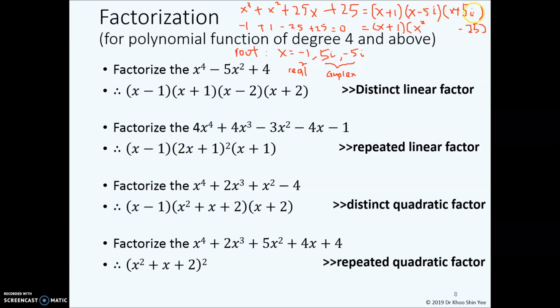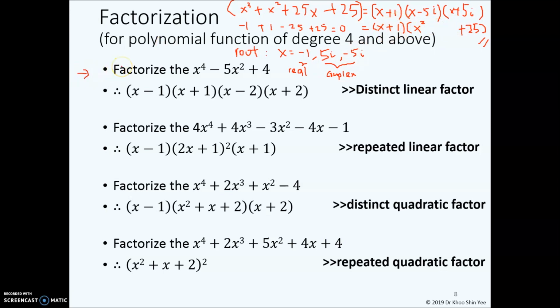So i multiplied by i, you get negative 1, and negative becomes positive here, right? So negative 5i multiplied by x plus 5i multiplied by x, you get 0 in the middle. So after you factorize this function, the final answer should be equal to x plus 1 multiplied by x squared plus 25. So we can use a calculator and you can easily find the answer, right?